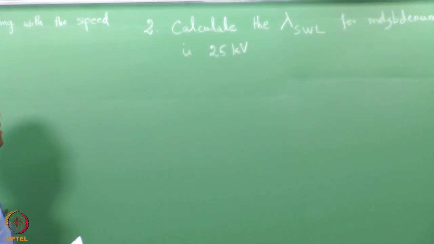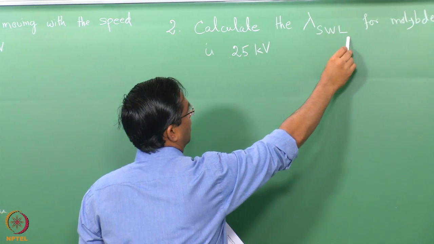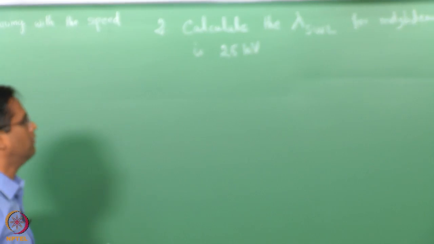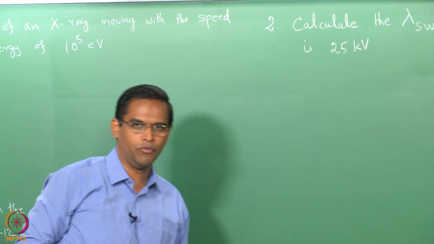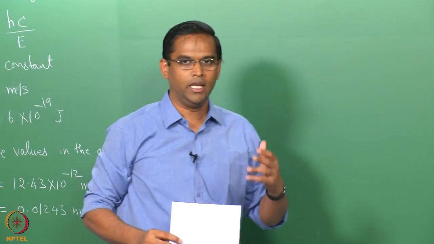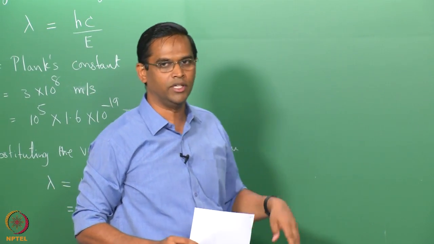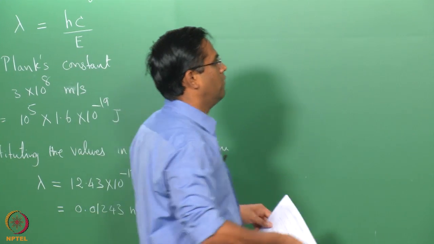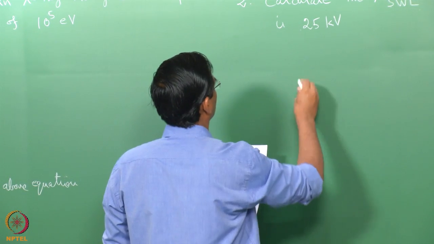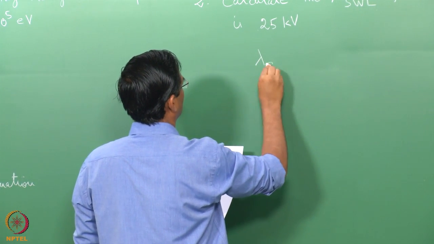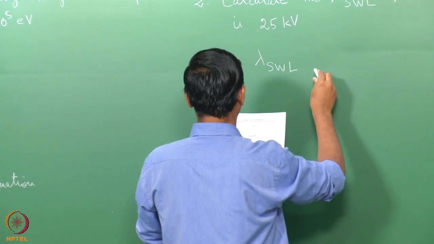The question is, calculate the lambda SWL for molybdenum when the acceleration potential is 25 kilovolt. If you recall, in the beginning of the X-ray lectures, some of the first few lectures, we talked about the short wavelength limit, and one can calculate this with this formula, which is given in nanometers.